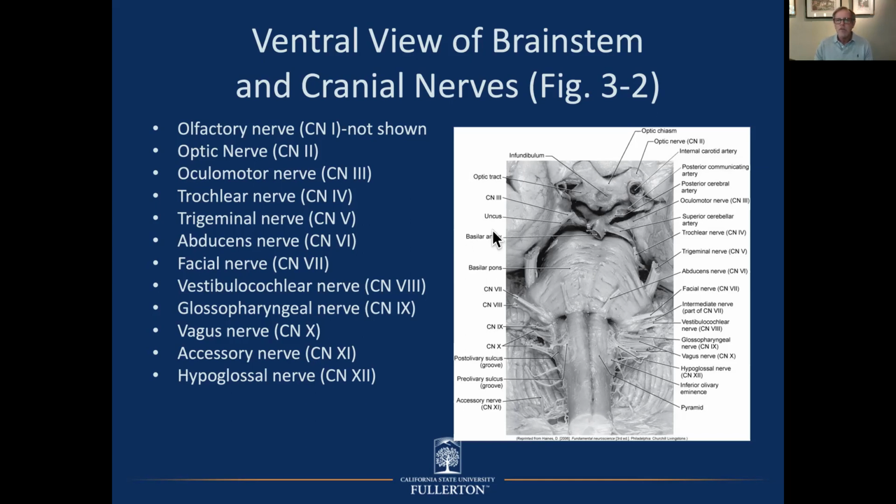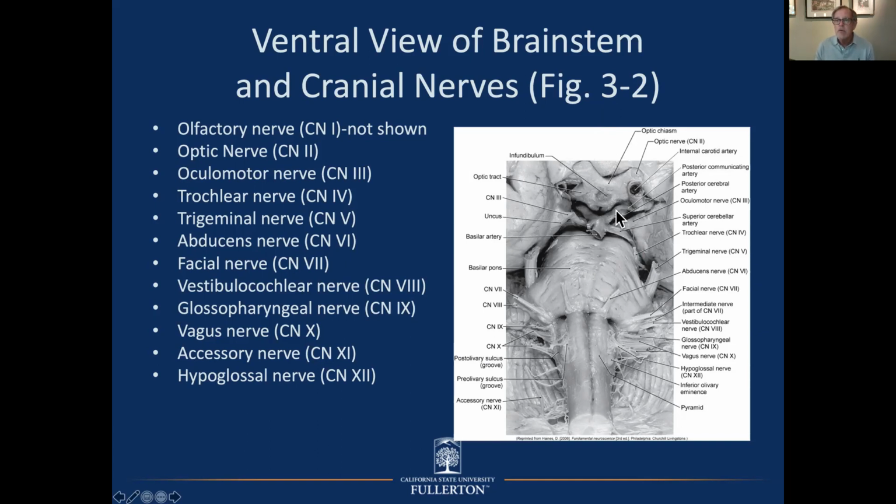And going through it, they're numbered from top to bottom. And again, there's no olfactory nerve here. It's kind of above where the picture starts. It's up in this area. But the first one that they show is the optic nerve, number 2, optic nerve. They show number 3, which is the ocular motor.